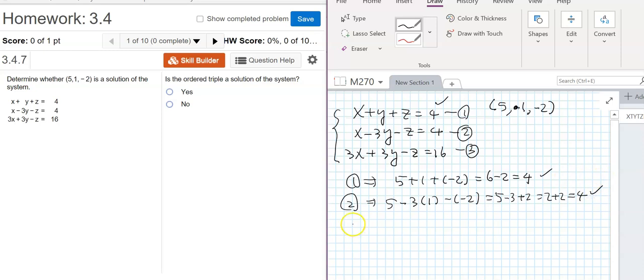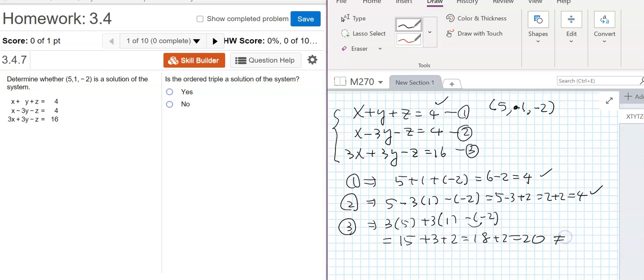That checks. How about equation number 3? So 3 times 5 + 3 times 1 - (-2). Is that equal to 16? So this is 15 + 3, and then the negative makes a positive, so + 2. So 18 + 2 is 20, but that's not equal to 16. So the answer is no. It's not the solution, okay? So that's how to do it for number 1. Now let's go to number 2.